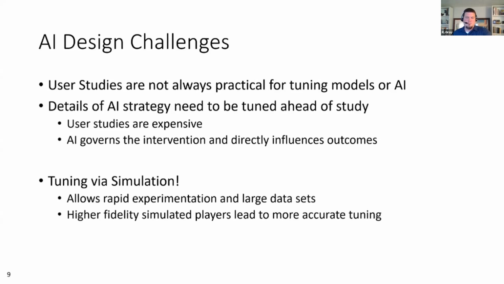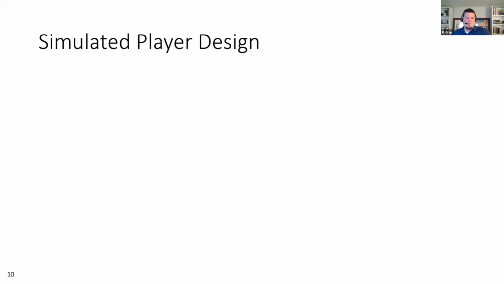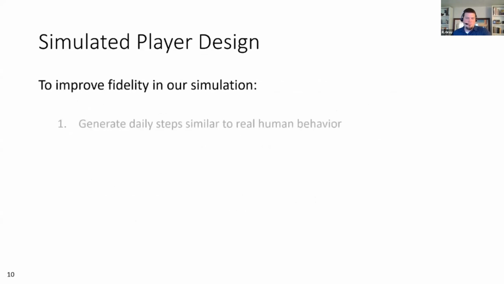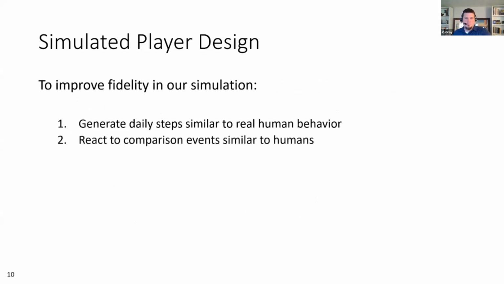But there was a twofold challenge in creating these simulated players in a way that would be useful for evaluating our AI. First, we needed a method for generating steps that reflected the data we would expect from human players. Second, we needed to provision the simulated players with a representation for SCO that reacted to comparison events.